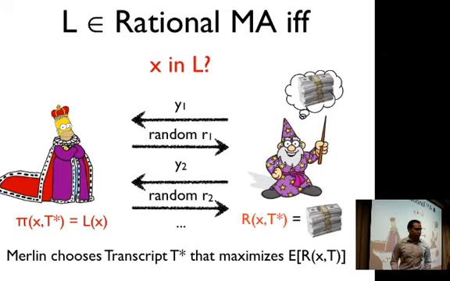What is the transcript again? So the transcript, we're going to have to construct what this interaction is going to look like. But right now, it's very general. It's basically Merlin's going to send some polynomial size message. Arthur's going to send some polynomial uniformly random coins. And Merlin's going to send another message, and so forth and so on. When we do the construction of the rational proof, it's going to yield a unique transcript.